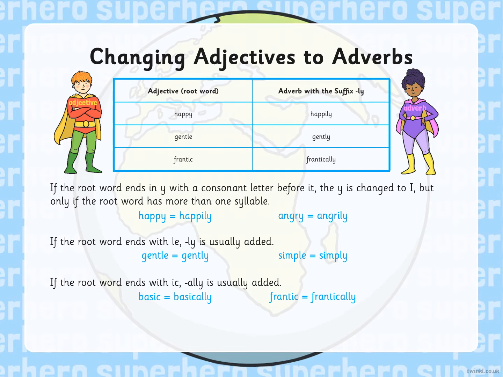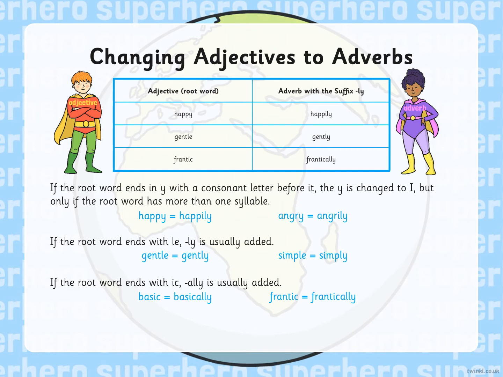The next rule is if the root word ends with le, then ly is usually added. For example, the words gentle and simple. Both of these words end in the letters le. So when we are changing them by adding the ly suffix, we change the le into ly to become gently and simply.